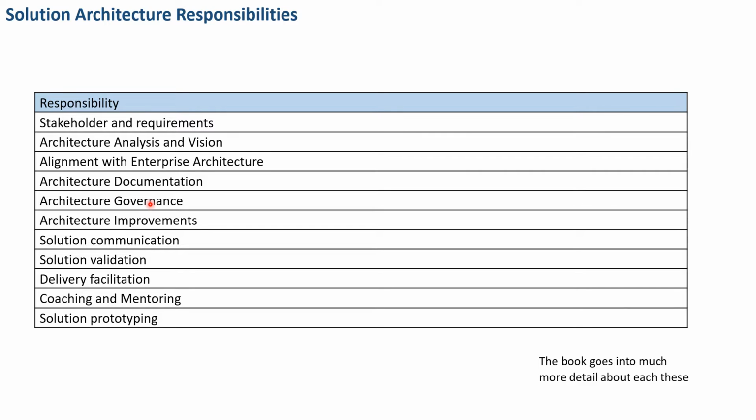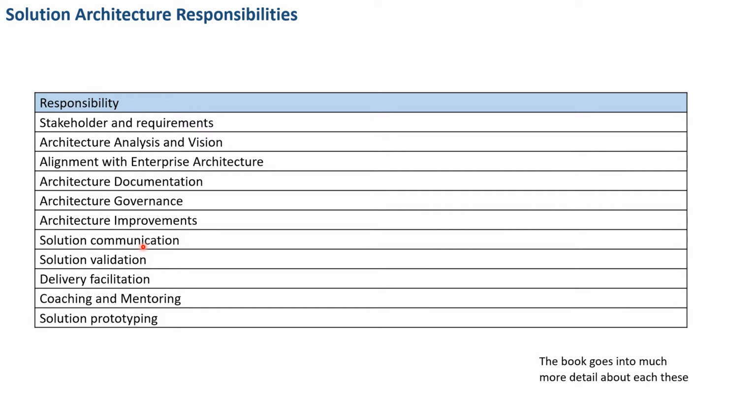Make sure there's a governance process to govern the solution architecture, and make sure they've got a process for improving the architecture. A solution architect's job is never done, as I always say. There's always improvements you could make. So while you're working on the solution, you should have a process and ensure you're amenable to making improvements.